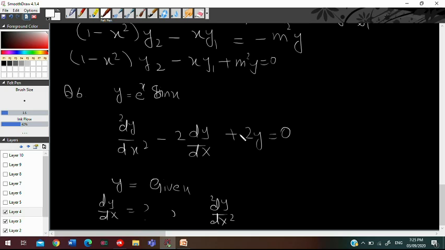And one thing: this is example number 4 in your book at page number 92. There is one mistake in this example. In this you can see the question is wrong in your book.